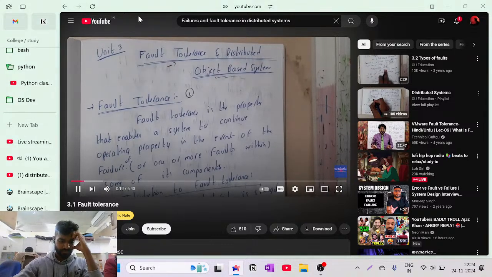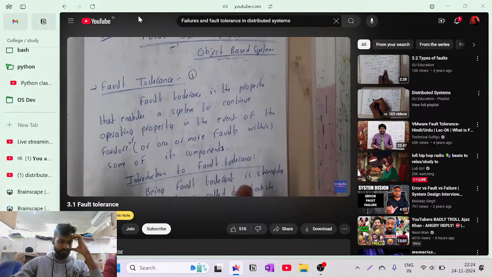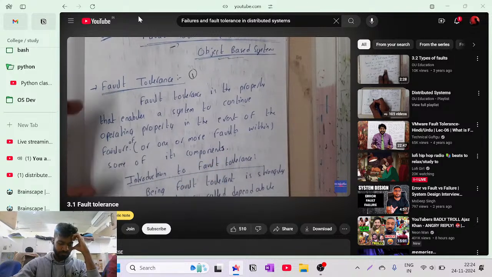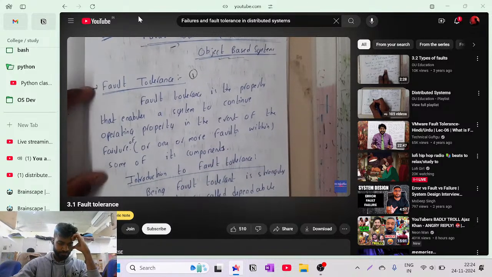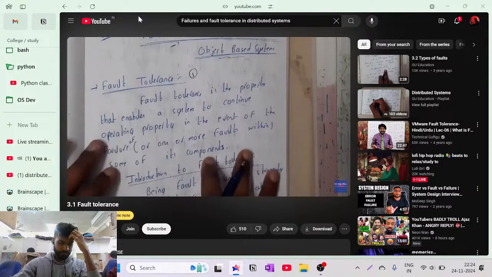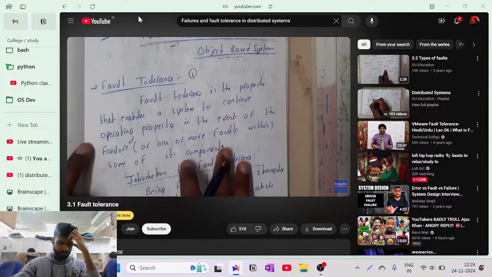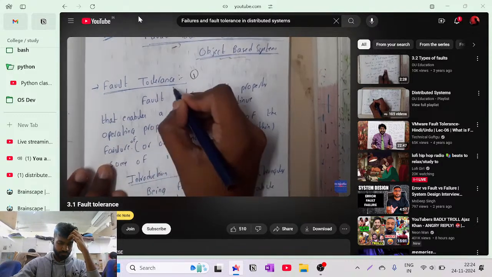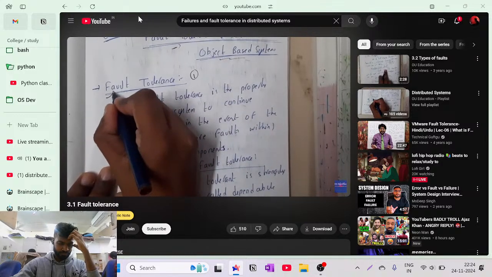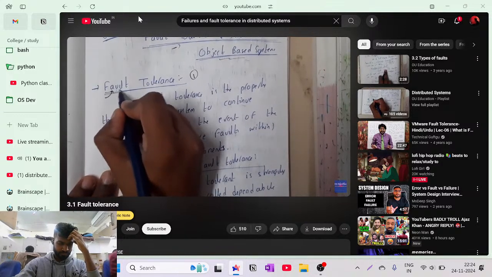Okay guys, first, let us start with the introduction of fault tolerance. What is fault tolerance, and what are the things we will be considering with respect to it? Those are the things we will be discussing in this lecture. So basically, what is a fault, guys? Before going into tolerance, let us first understand what a fault is.